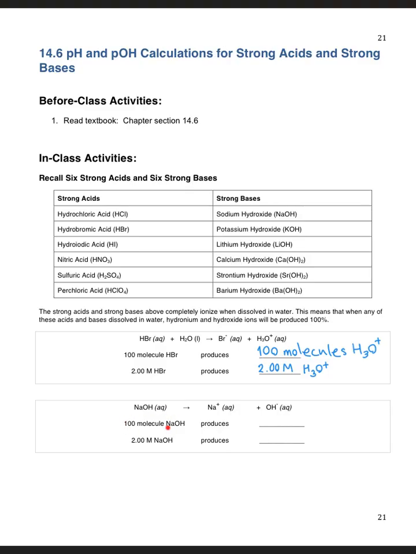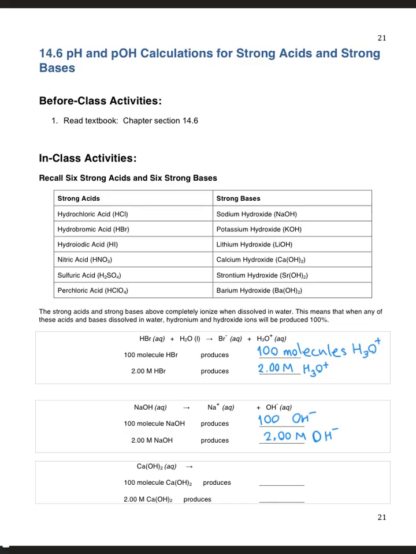100 molecules of sodium hydroxide would also produce 100 molecules of hydroxide ions. Same thing if you have 2 molar sodium hydroxide, it will also produce 2 molar concentration of hydroxide ions. Again, these concepts apply only to strong acids and strong bases because, as we know, strong acids and strong bases are completely ionized. That means whatever you start with will always convert to the product completely, which means at the end of the reaction, there will be no molecule of the reactant left. There will be only the molecules of the product.